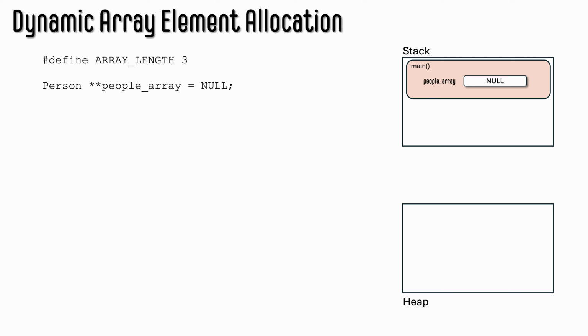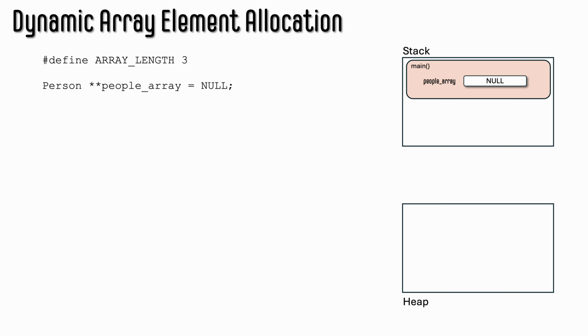Now in this particular video, I am dynamically allocating an array of pointers to person structures. So I'm going to dynamically allocate both the array and then each individual element of the array, which will be a type person structure. On the first line, I've defined an array length of 3. And on the next line, I am declaring a pointer to pointer, the star people array, and I'm setting it to null.